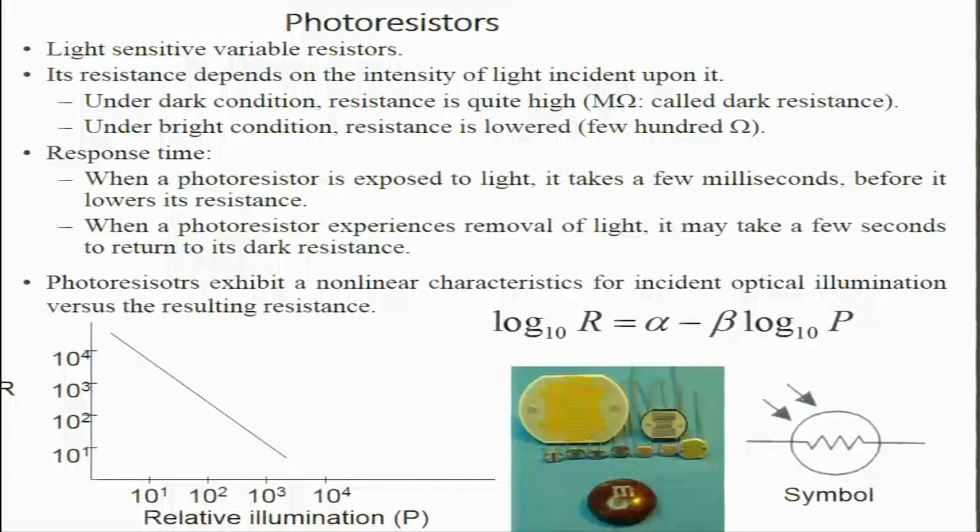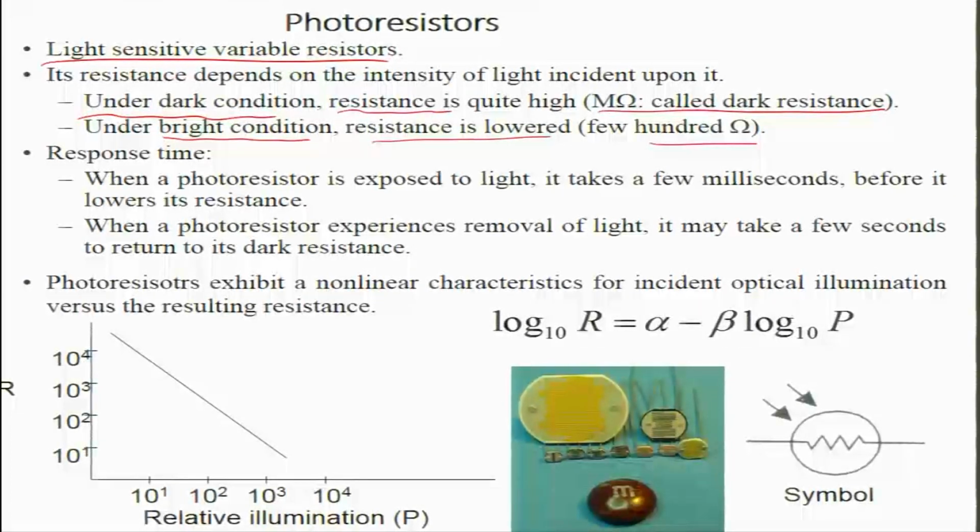Another class of optical sensors could be photoresistors. These are light sensitive variable resistors. The material is one where the resistance depends on the intensity of light incident upon it. For example, under dark conditions the resistance typically would be very high. This is typically called the dark resistance, almost in the mega ohm range, and as the intensity of irradiation increases, the resistance is lowered to almost a few hundred ohms. So there is a large operation range of these photoresistors.